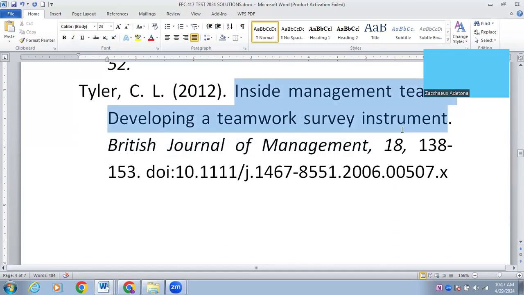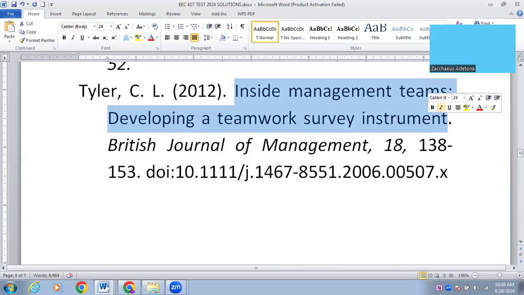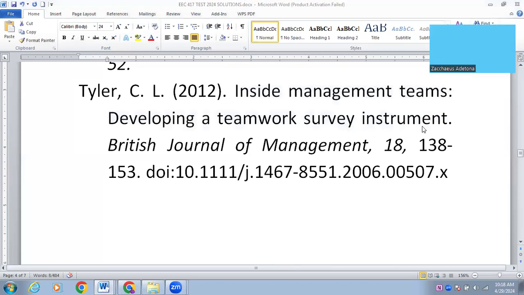The article written by this author is Inside Management Teams, Developing a Teamwork Survey Instrument. Full stop. Then the journal itself is British Journal of Management, written in italics here. Should be underlined by you students when you are solving this kind of problem.